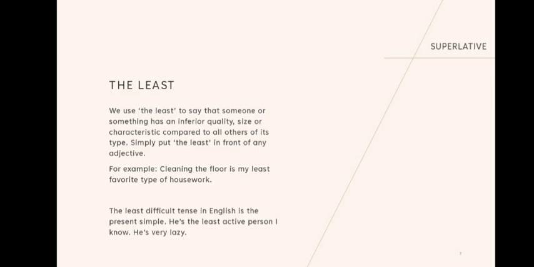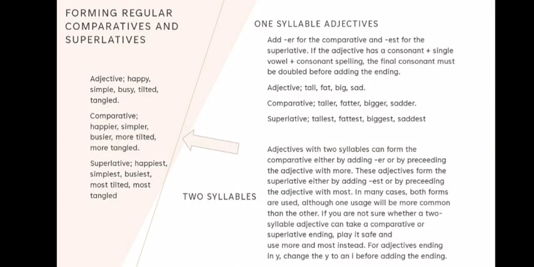Next is the least. We use the least to say that someone or something has an inferior quality, size or characteristic compared to all others of its type. Simple, put the least in front of an adjective. For example, cleaning the floor is my least favorite type of housework. The least difficult tense in English is the present simple. He's the least active person I know. He's very lazy.